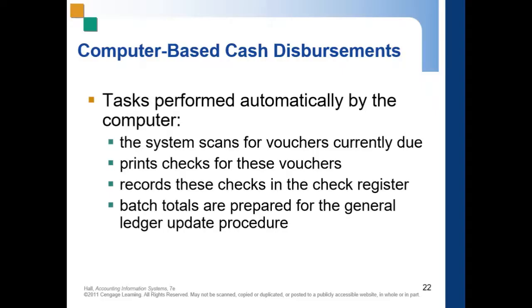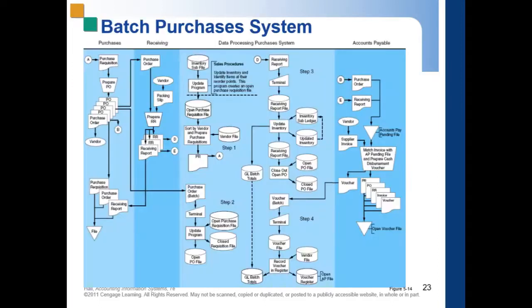Then aside from that, they can print checks for these vouchers. They record these checks in the check register, so you don't need to manually input it to another check register file because the system does it all for you. And then batch totals are prepared for the general ledger update procedure. So the recording task is made easier through the computer-based cash disbursement.